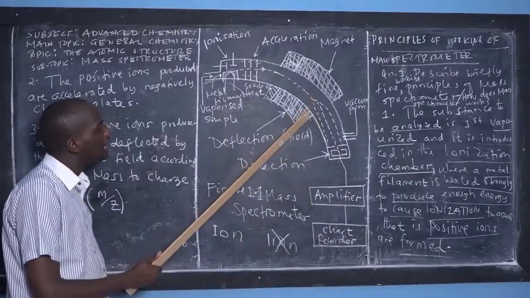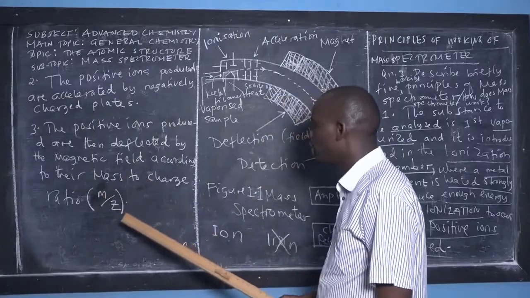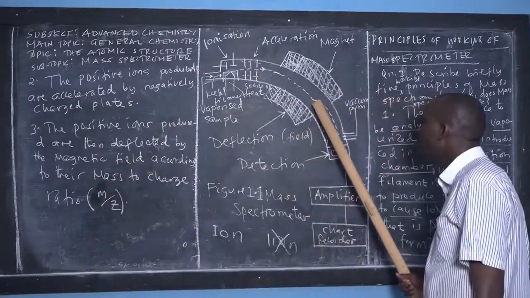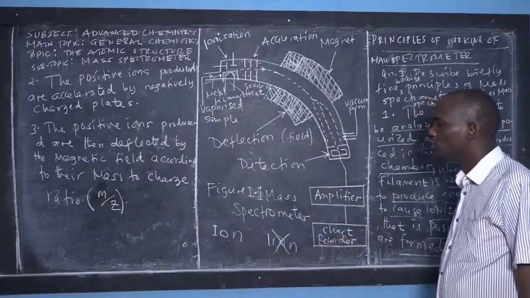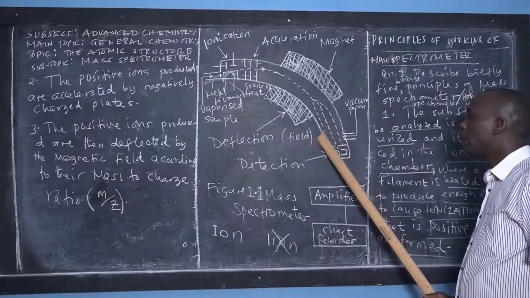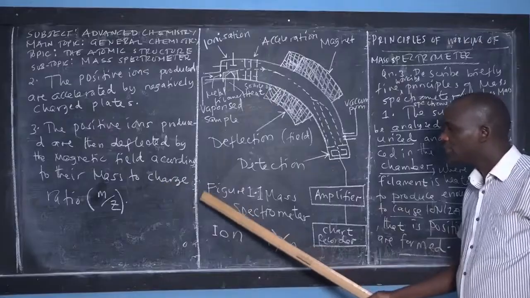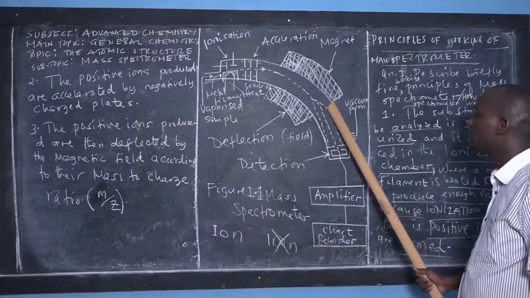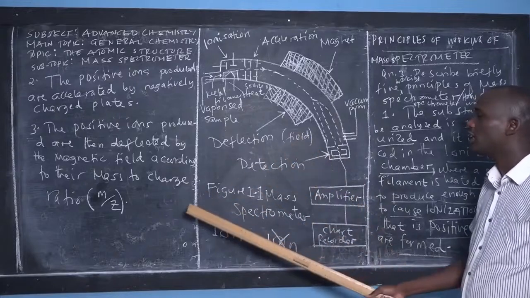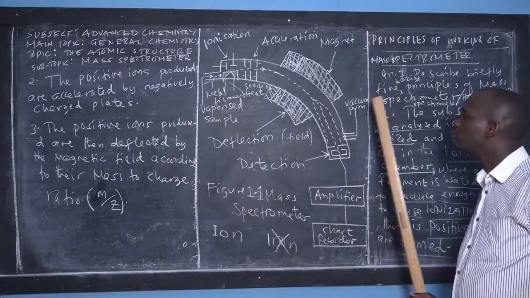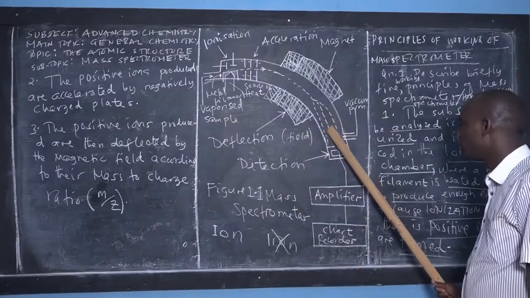So at this point, we say that according to the mass to charge ratio, the ions which have less mass, meaning a smaller mass to charge ratio, will be highly deflected, while the ions which have a greater mass to charge ratio will be less deflected, and the ones intermediate between the largest and the smallest tend to be medium deflected, as has been shown here.